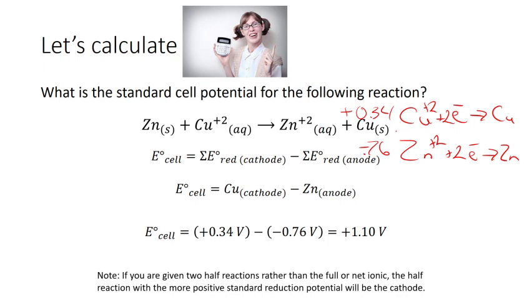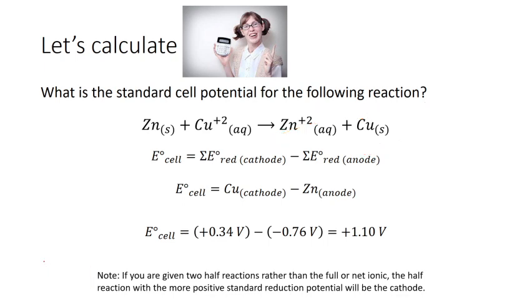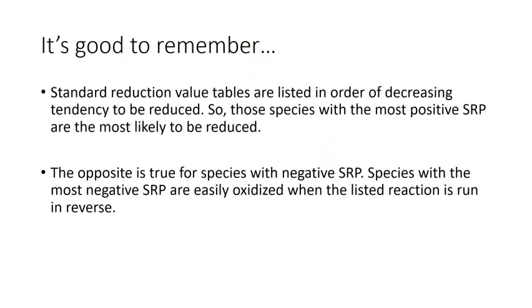Because it is more likely to be reduced. So the more positive the standard reduction potential, the more likely it is to be reduced. The higher value between the two is going to be your cathode, because it has more potential to be reduced, and reduction happens at the cathode. So if you ever encounter a situation where you're only given the reduction equations, that is how you figure out which one is the cathode and which is the anode.